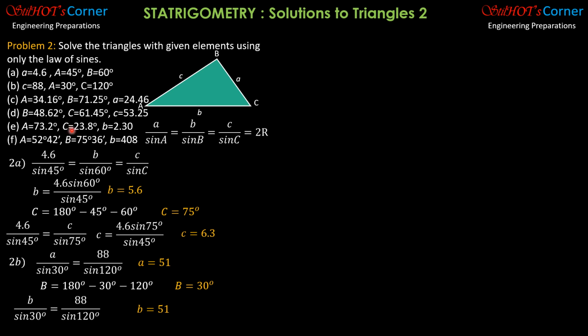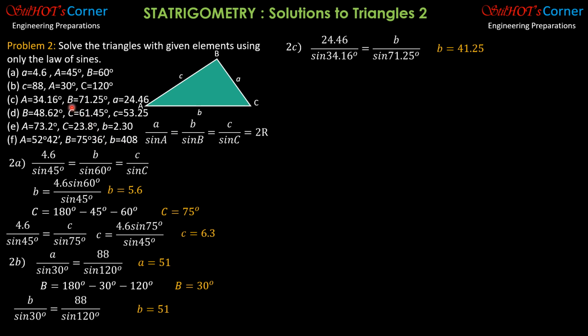Then we proceed to part C. This time, given side 24.46 and the angle opposite it also given. So we'll solve for side b first. So 2C: 24.46 over sine 34.16 degrees equals side b over sine 71.25 degrees. So solving for b, use your calculator there. 24.46 times sine 71.25 degrees over sine 34.16 degrees. So b is equal to 41.25 units.